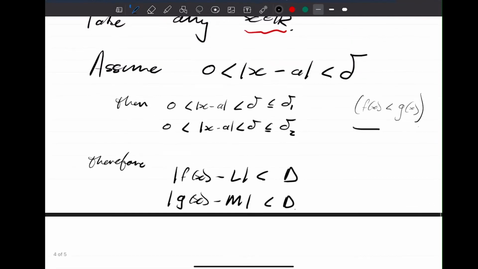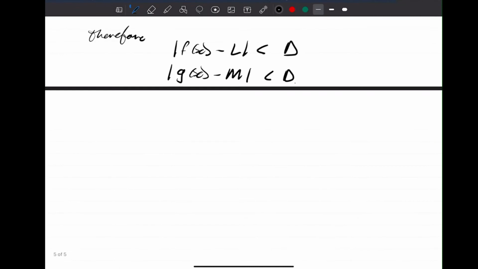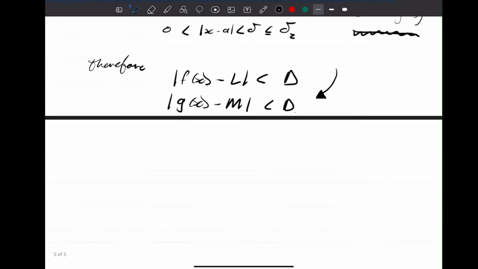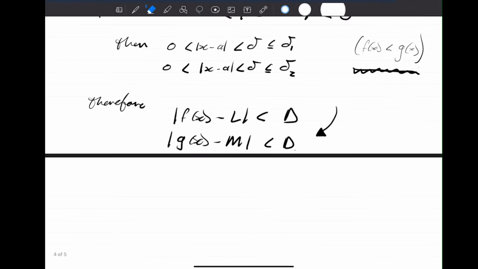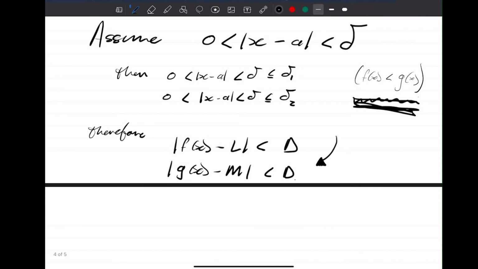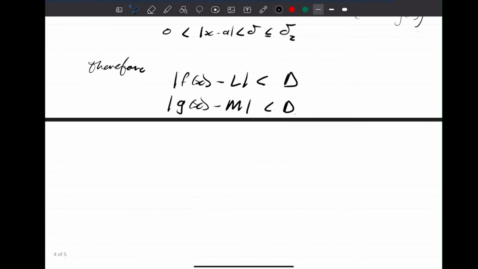And remember, where are we trying to get? We're trying to show that f of x is less than g of x. Okay, and what we will do now is just do a little bit of algebra and expand these two inequalities and obtain the conclusion that we're looking for. So we're trying to show that f of x is less than g of x. So let us do that.